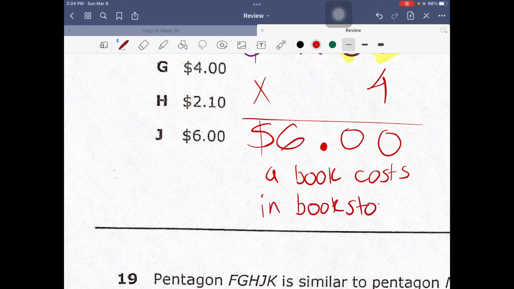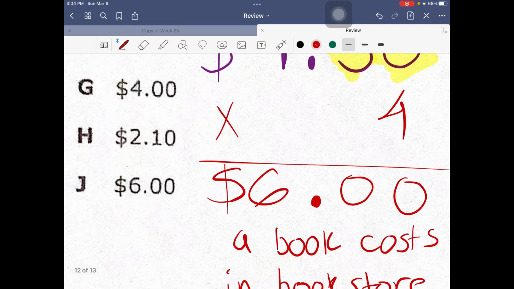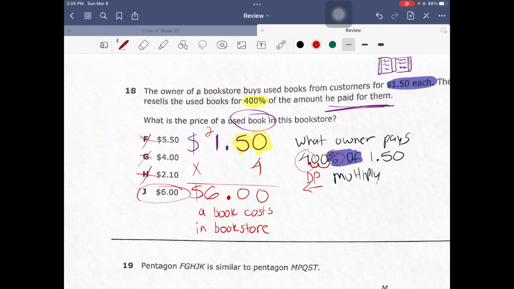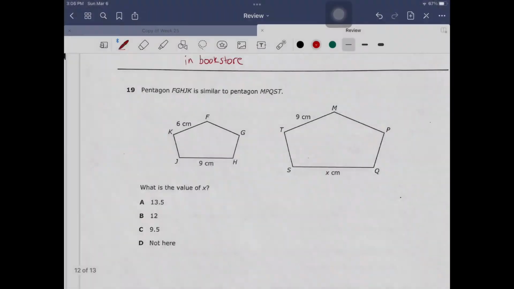Which is not that bad. At first, 400% was like, whoa, that's too much. But now when you actually see the price, not that much. And that's the answer for number 18.